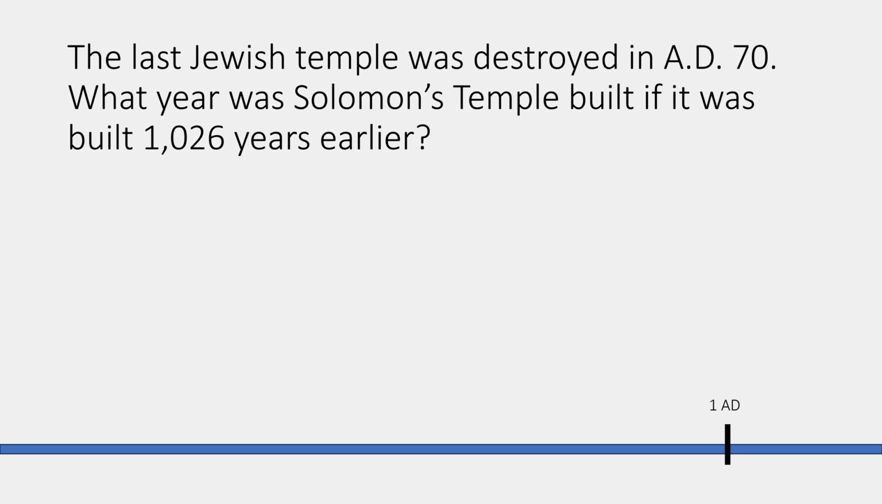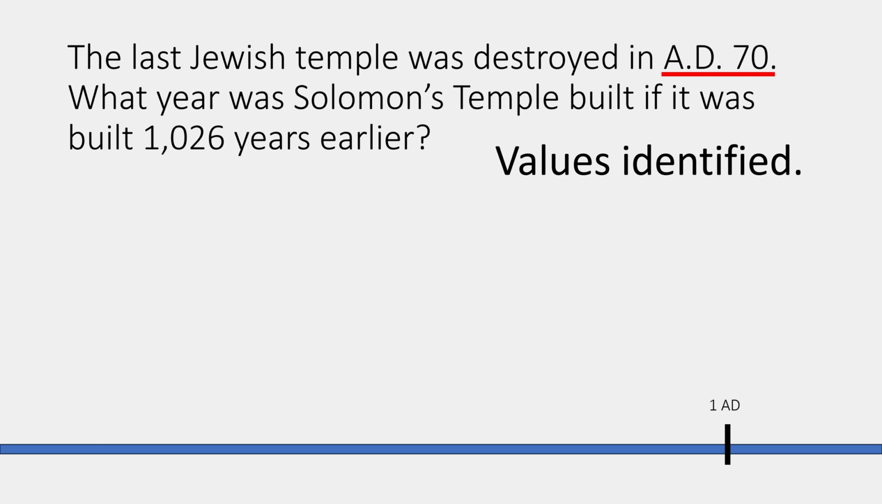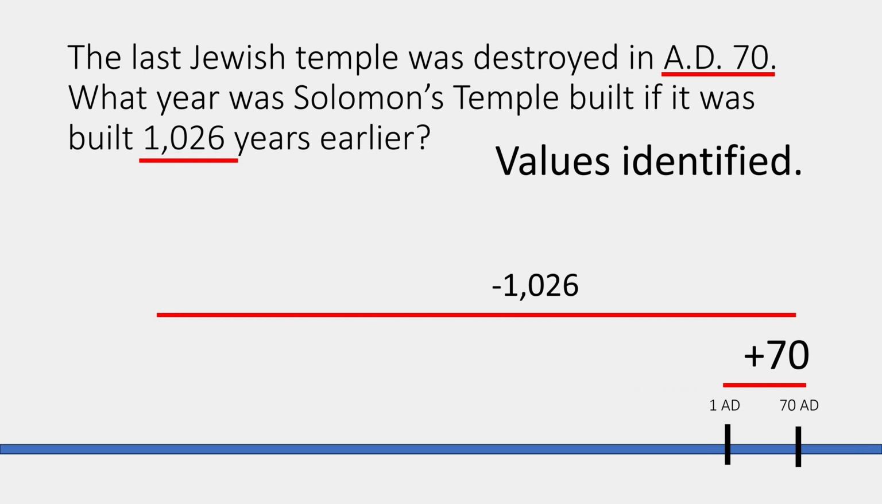The last Jewish temple was destroyed in AD 70. What year was Solomon's temple built if it was built 1026 years earlier? Let's identify the values. We have AD 70 and 1026. For us visual learners, let's use the time graph first. So we've got 70 AD, the first 70 years in the year of our Lord. And we're going to subtract 1026 from the year 70. And what does it fall on? That's what we're going to find out.